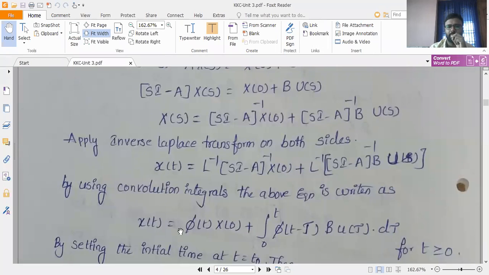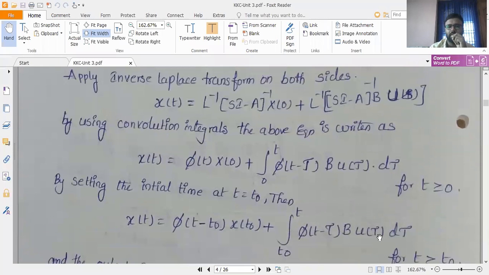Therefore, x of t is going to be represented as phi of t into x of 0 plus, with the consideration of the initial conditions, integral from 0 to t phi of (t minus tau) into B into u of tau d tau. By setting the initial time to t is equal to t naught, we get the solution for the non-homogeneous state equation as x of t is equal to phi of (t minus t naught) into x of t naught plus integral from t naught to t phi of (t minus tau) into B into u of tau d tau.